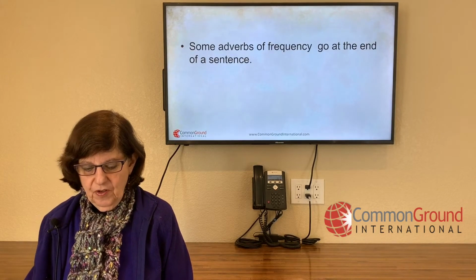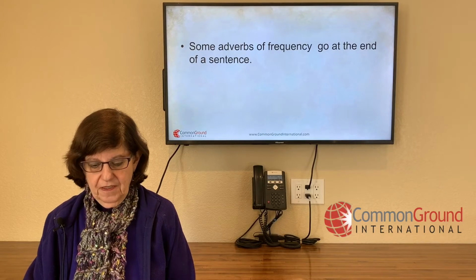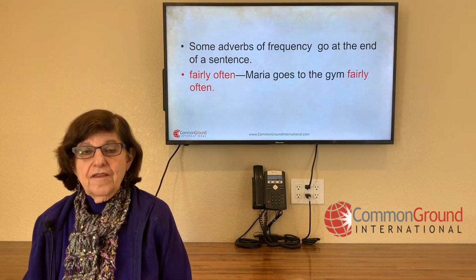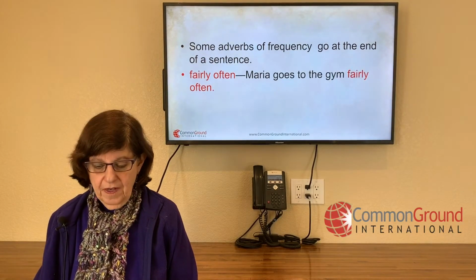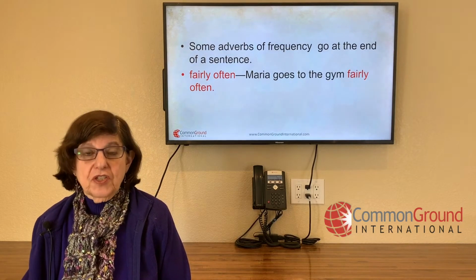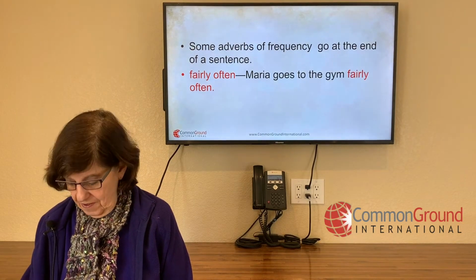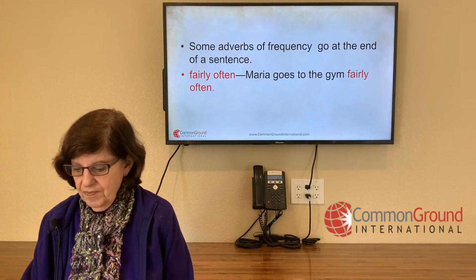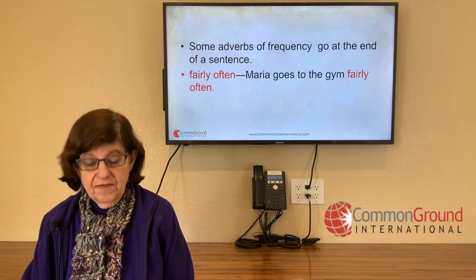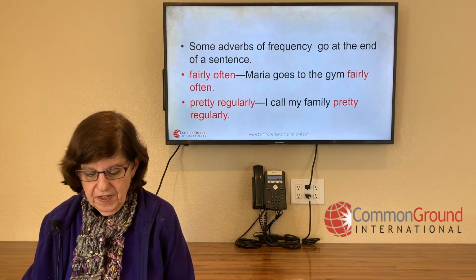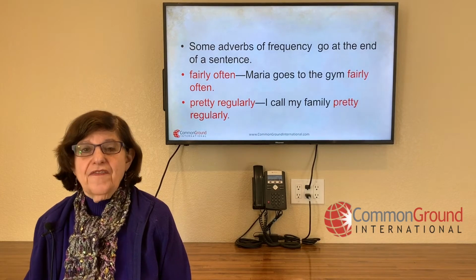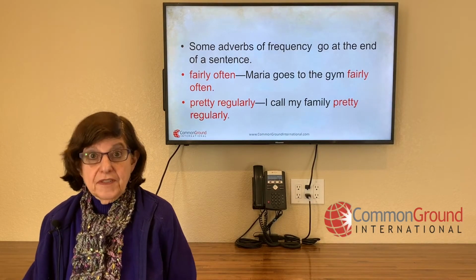Some adverbs of frequency can go at the end of a sentence. Fairly often. It's a two-word one. Maria goes to the gym fairly often. This pretty much only makes sense at the end of a sentence. Pretty regularly. I call my family pretty regularly. Again, this goes at the end of the sentence.